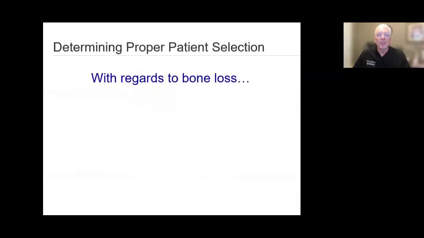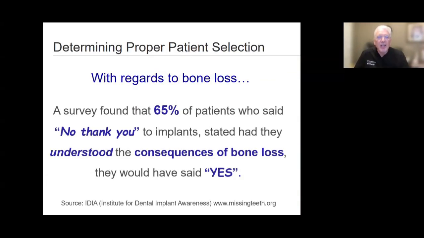In fact, it's so important that there was a very comprehensive survey done. They went to patients who were given an implant treatment option, and the patient said, no, thank you. After they said no, thank you, it was explained to them what bone loss really causes, and they understood it from their own perspective. 65% of people said, I would have said yes to the treatment had I known about bone loss.